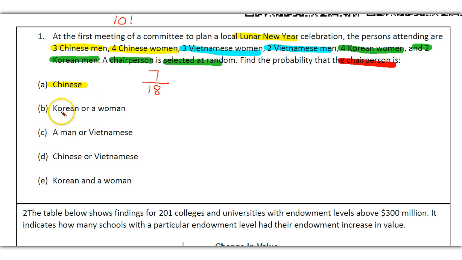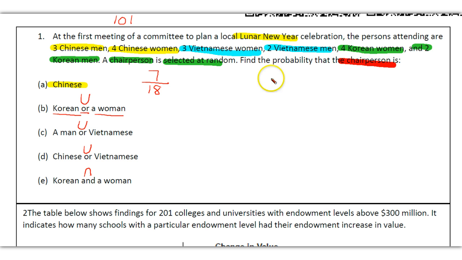Now, here, when we see a Korean or a woman, the or indicates union. We're going to see that a couple of times here. And we're going to see an and here. So we can just put our union symbol in there. And then here our and will be an intersection. So that we're going to have a Korean.